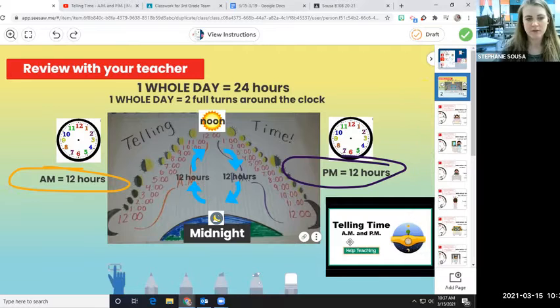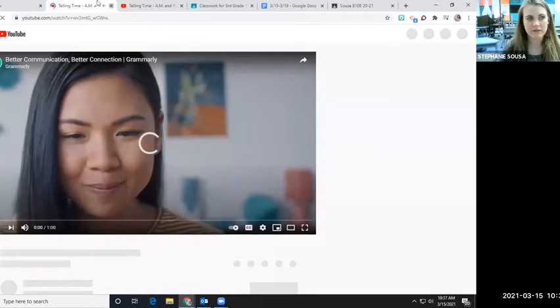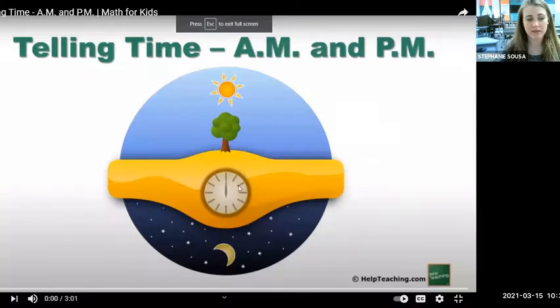Wonderful. Here are some examples of AM and PM and the differences between them. Guys, I'm rhyming left and right today. Gotta share my sound. All right.